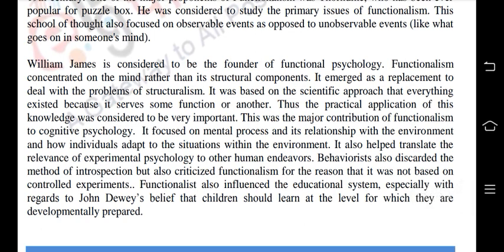So, functionalism concentrated on the mind rather than its structural components. It emerged as a replacement to deal with the problems of structuralism. It was based on the scientific approach that everything existed because it serves some function or another. First, the practical application of this knowledge was considered to be very important. It was the major contribution of functionalism to cognitive psychology. It focused on mental processes and their relationship with the environment and how individuals adapted to the situations within the environment. It also helps translate the relevance of experimental psychology to other human endeavors.